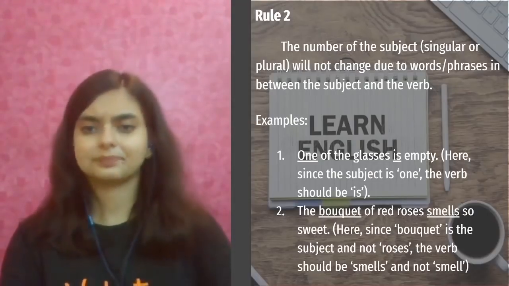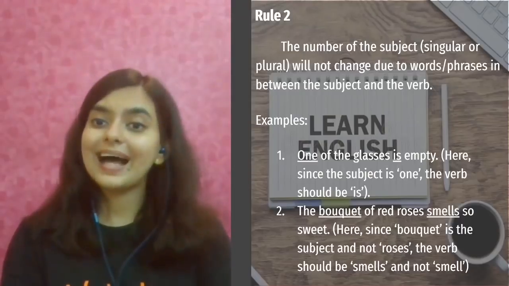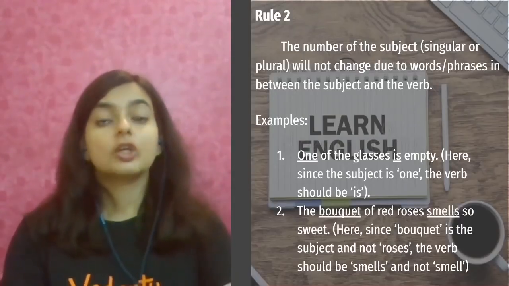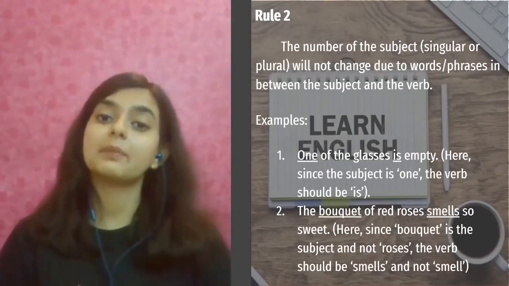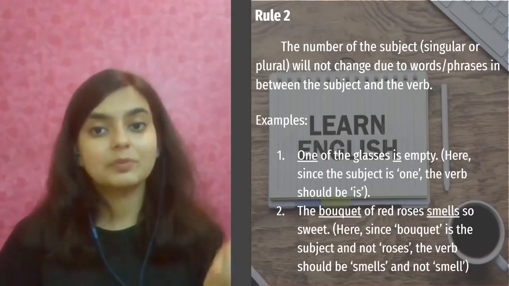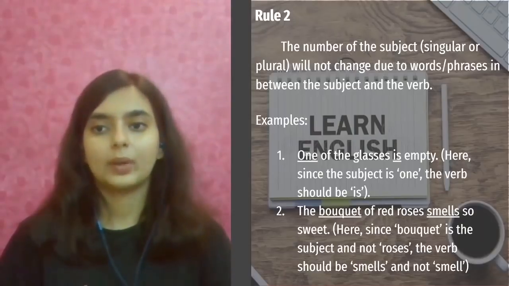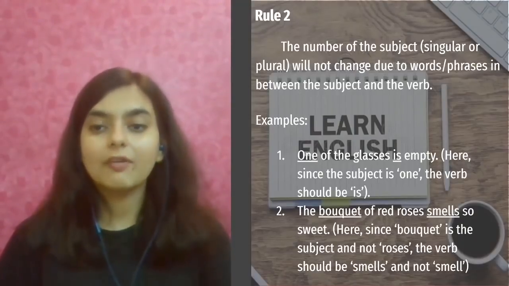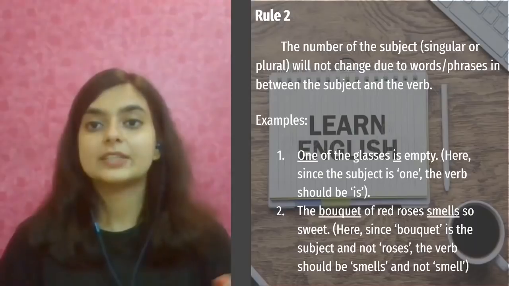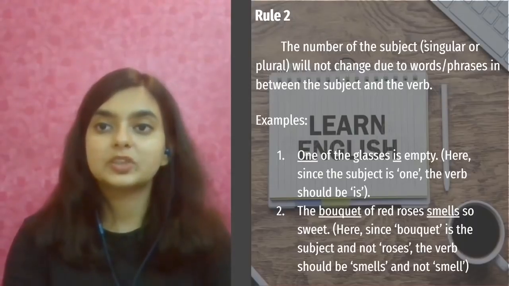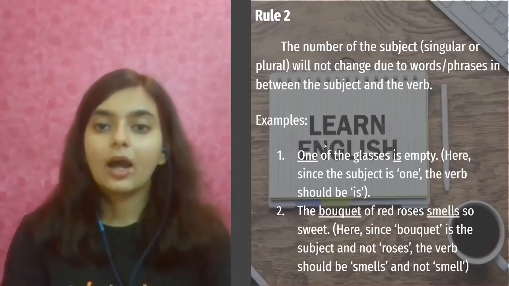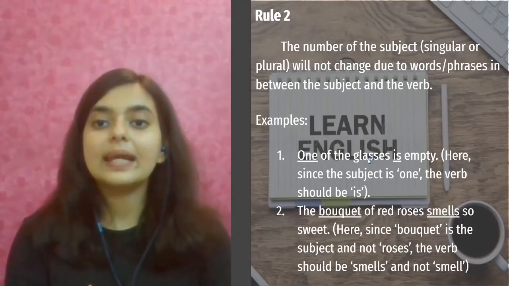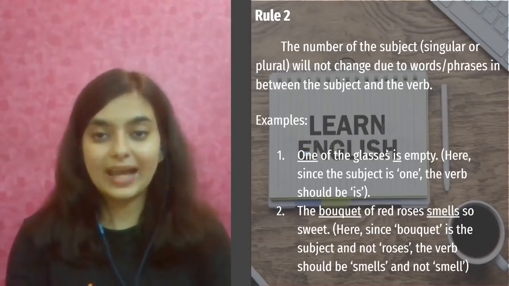What does it mean? One of the glasses is empty. First of all, your duty is to see what the subject is over here. The subject is one. So one of the glasses is empty, and the number of the subject will not change. Remember, "of the glasses" is coming in between "one" and "is".